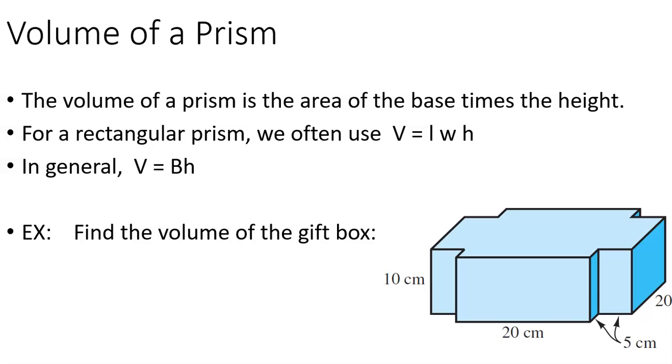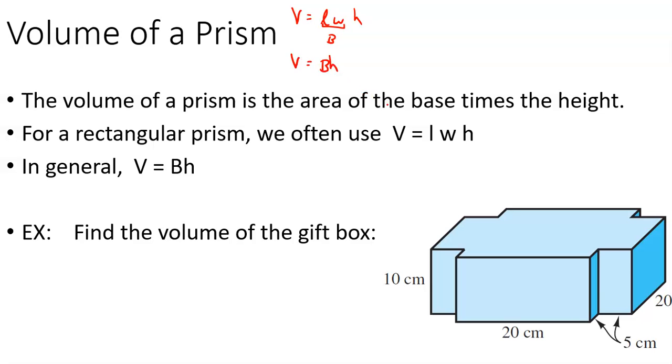So in a rectangular prism, like a tissue box, you want to find the volume of that. Volume would be length times width times height. Well, what is the length and the width? The length and the width is really the area of the base. So you could think of the volume of a prism as area of the base times height.